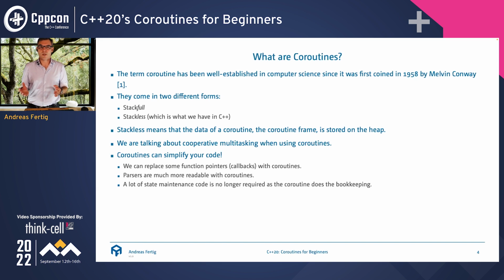Aside from the multi-threading part, in some occasions coroutines can help us to replace function pointers, so callbacks, because we can suspend them and resume them later and get information out. This is exactly what a coroutine does, and this is exactly what a function pointer does at the same point. Parsers are much more readable using coroutines because, once again, they can be suspended and resumed, and the state is automatically maintained by the compiler, by the coroutine. We don't have to add a lot of state bookkeeping around. So that makes them real nice, okay?